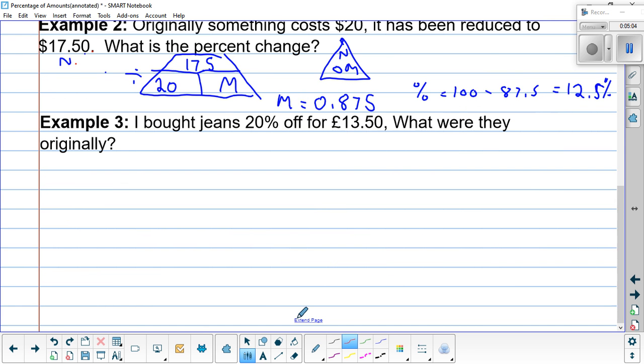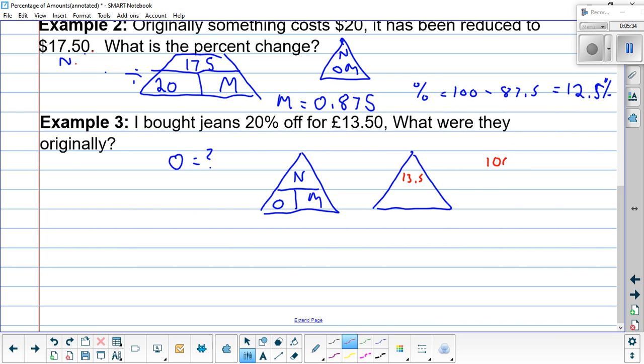And lastly, I bought jeans for 20% off. What were they originally? So we're looking for our O. So if we set up our triangle, we have our O, our N, our M. We are going to substitute our values. So our N then is 13.50. 20% off, so that's 100 minus 20. So 80, which is 0.8. And so we know that's divide.